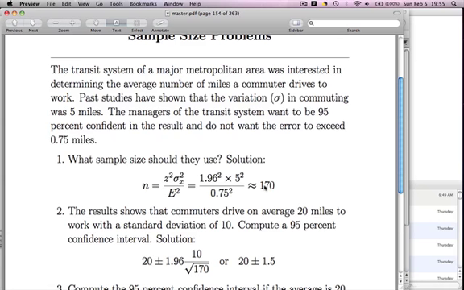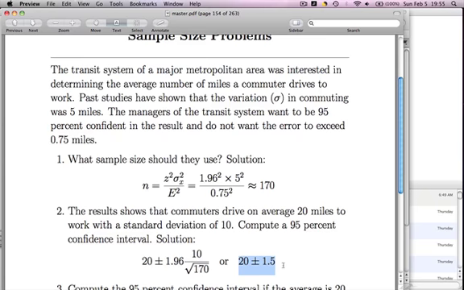Now we've done our survey of 170, and the results show that commuters drive an average of 20 miles. So x bar is 20. And we find that the standard deviation from the sample is 10. So that's our S. Find a 95% confidence interval. So 20 plus or minus 1.96 times 10 over root 170, and we get a confidence interval of 20 plus or minus 1.5.